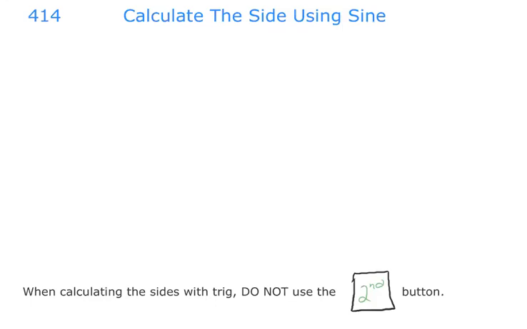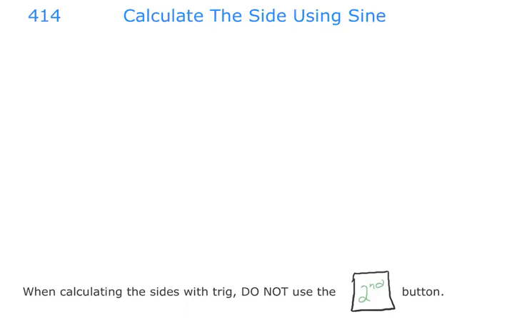Unit 4, Triangles, Trigonometry, Worksheet 414. Now we're going to calculate the sides. We've calculated angles using the second function button and a sine, cosine, tangent, some sort of trigonometric function. Now we're going to learn how to use sine, cosine, and tangent to find the sides of a triangle when all we have is one side and an angle.